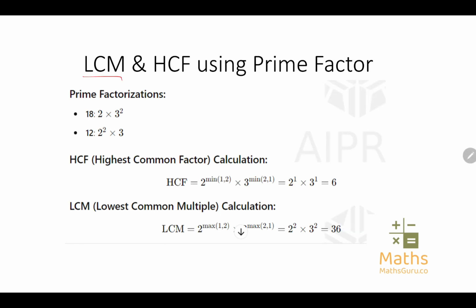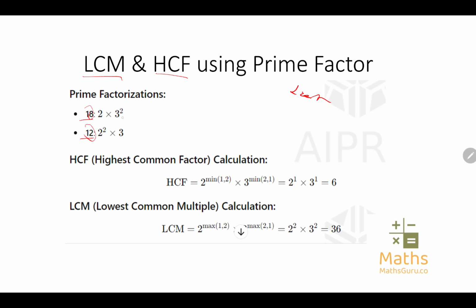So LCM is your least common multiple, right? It means you have to find a number which can be divided by both the numbers. For that we also have to find the HCF. And HCF is the highest common factor, which is the highest number which can be a factor of both the numbers, right? So in this example, we have taken 18 and 12, right?